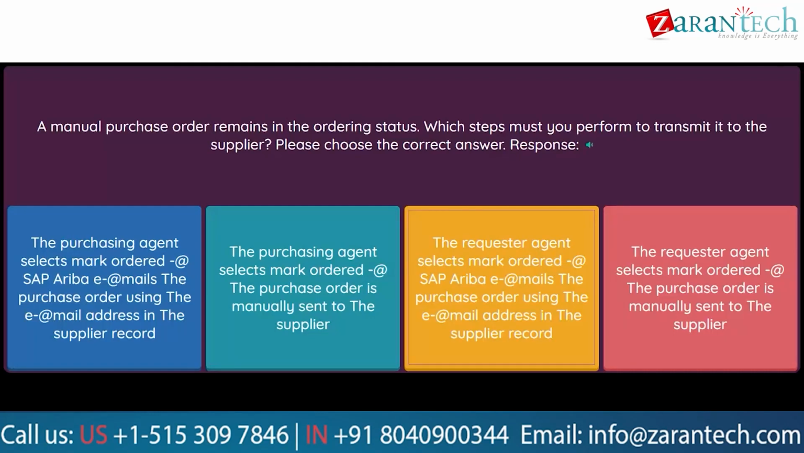Option 3, the requester selects mark ordered. SAP Ariba emails the purchase order using the email address in the supplier record. Option 4, the requester selects mark ordered. The purchase order is manually sent to the supplier.